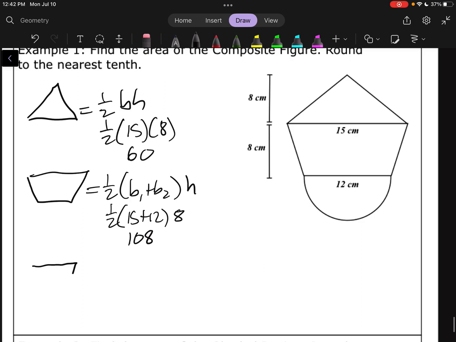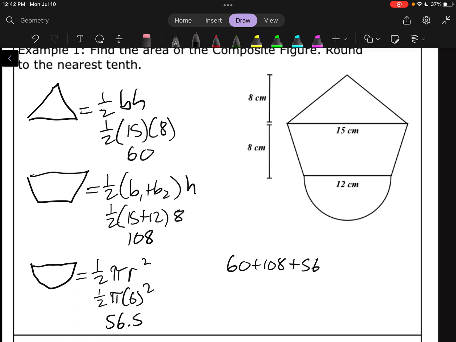And then for the semicircle, we're doing 1/2 pi r squared. That's 1/2 times pi times 6 squared. And that is 56.5. So if we add those all up, 60 plus 108 plus 56.5, I am getting 224.5 centimeters squared.